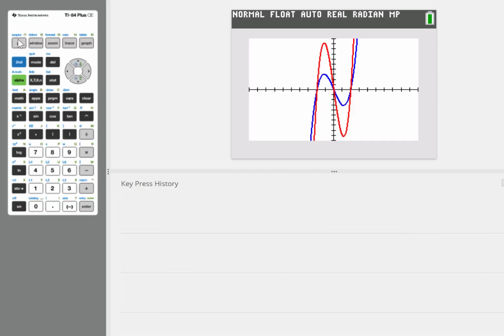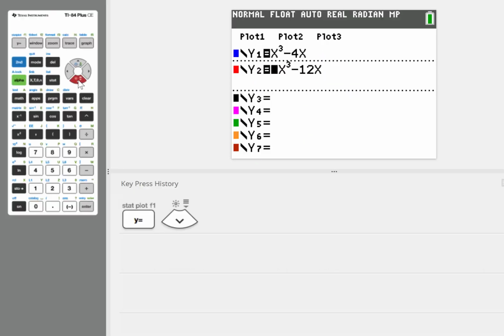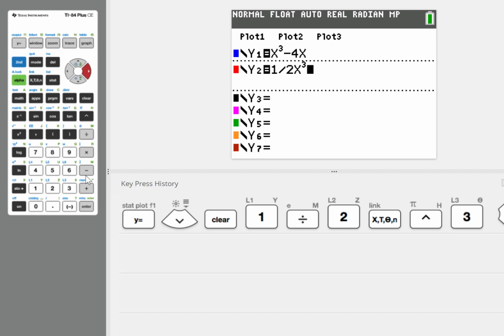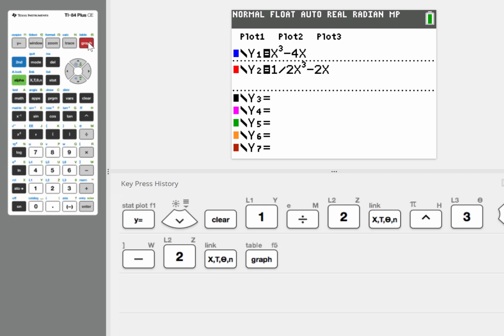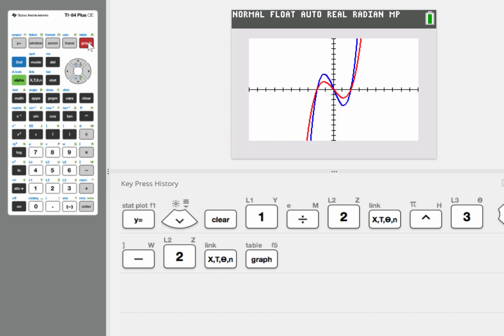So I'll go back to the y equals, go down to that y2 line. Let me clear that out. And now instead, I'm putting in 1/2 x cubed and then minus 2x. And let's graph that one. That new one will come up in red again. And so again, how did the blue graph change?